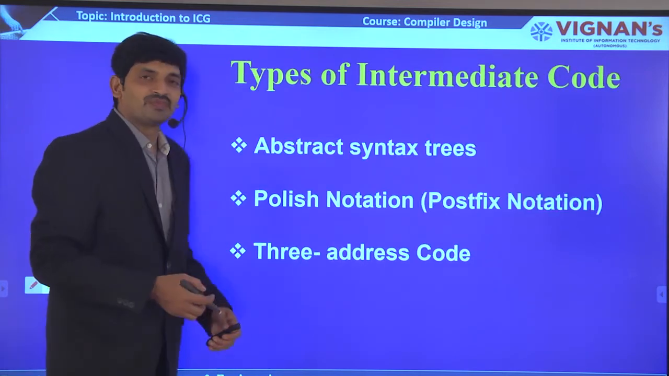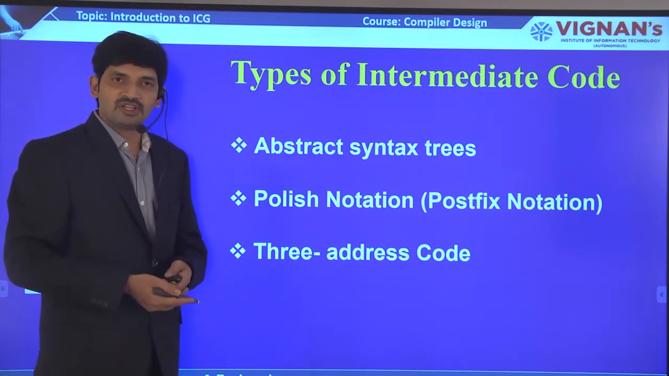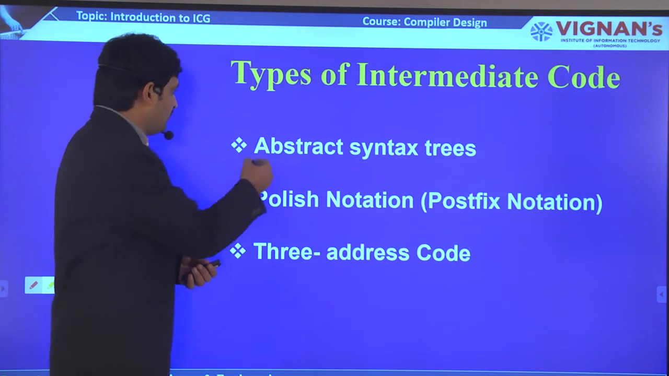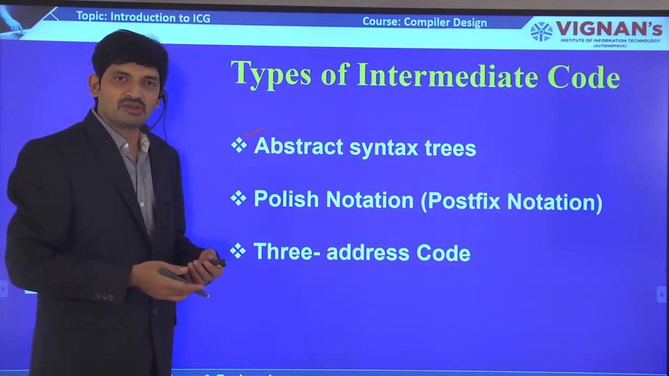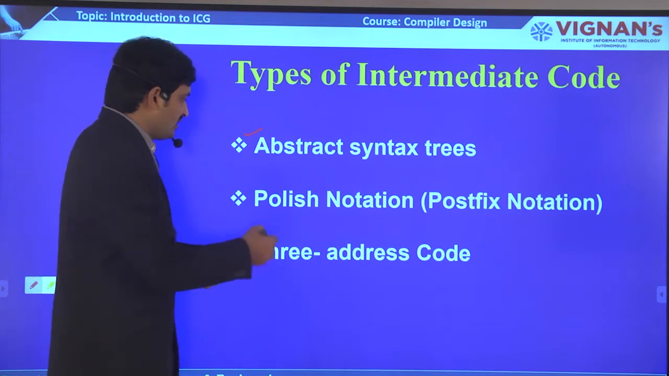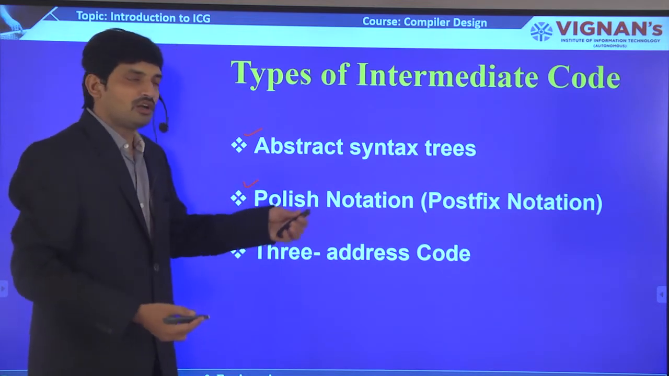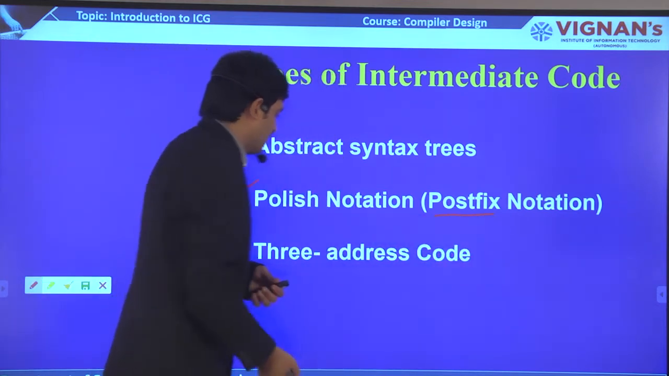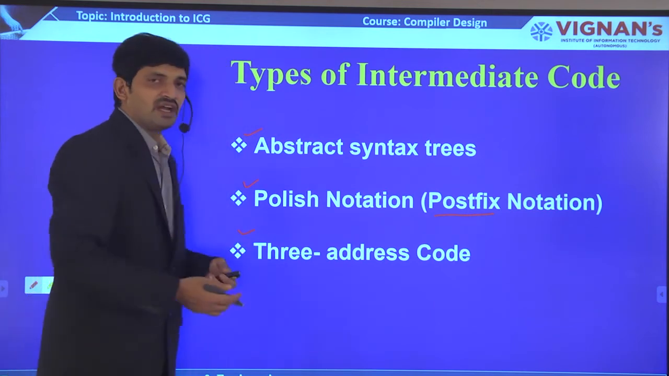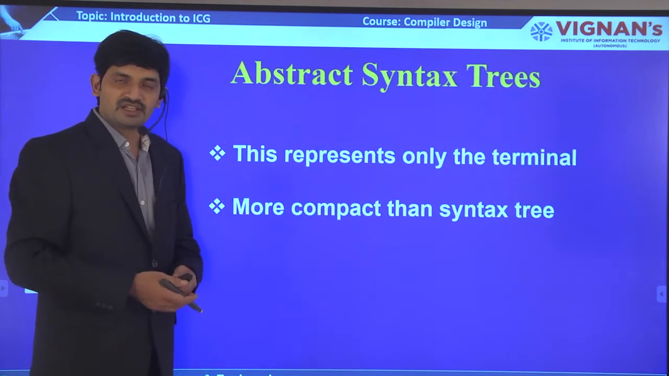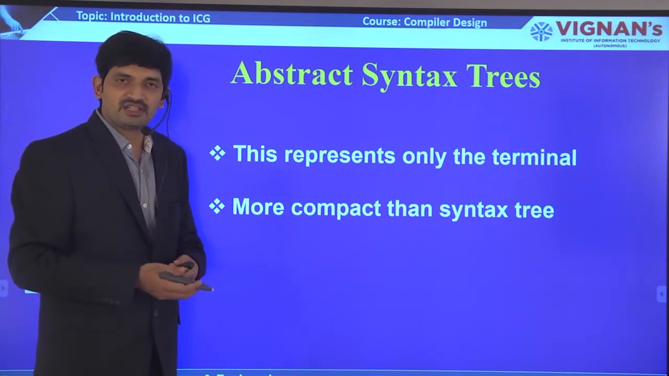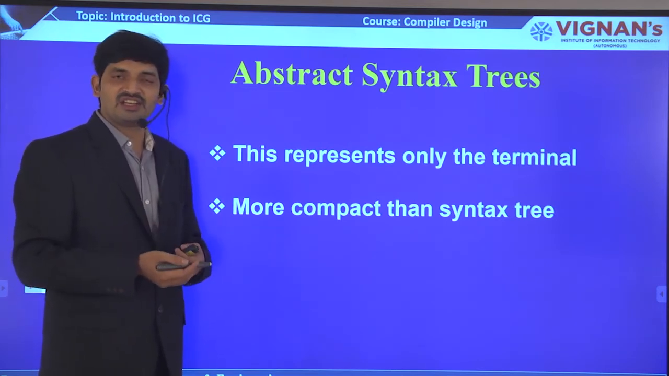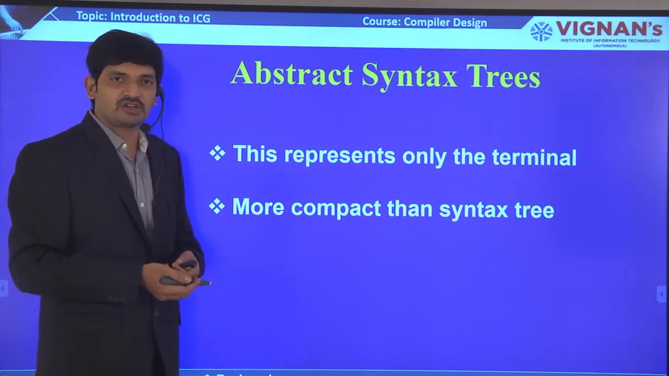Okay, now come to the types of intermediate code. There are 3 types of intermediate code. First one is the abstract syntax tree, or sometimes we can spell it as syntax trees, then polish notation or postfix notations. Then the third one is 3 address code. Abstract syntax trees: we'll learn what is a syntax tree and what is an abstract syntax tree, or what is the concrete syntax tree, and finally what is an annotated parse tree.